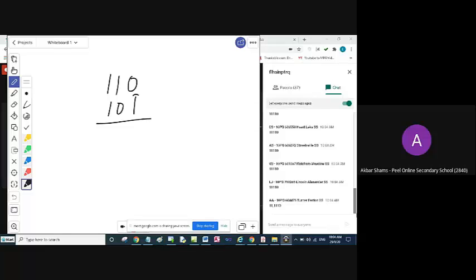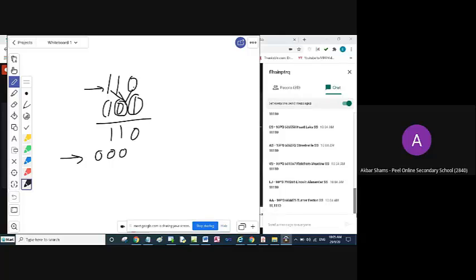First, I multiply by 1. So I just copy this number, 110. Then I multiply by 0. So I'm going to make 3 zeros, but shifted 1 to the left, because 0 times 0 is 0, 0 times 1 is 0, 0 times 1 is 0. So that's why I have 3 zeros here.